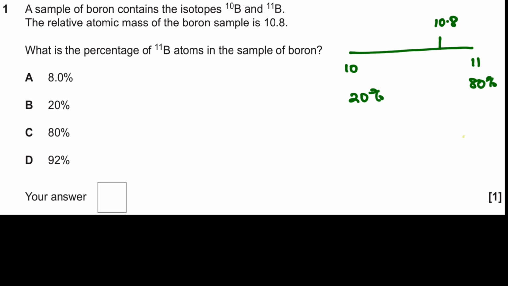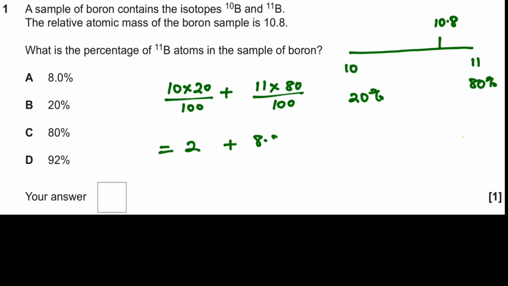So we can then say 10 times 20% over 100 plus 11 times 80% over 100. So that would be 2 plus 8.8, and that equals 10.8. So the answer is 80%. So that's C.